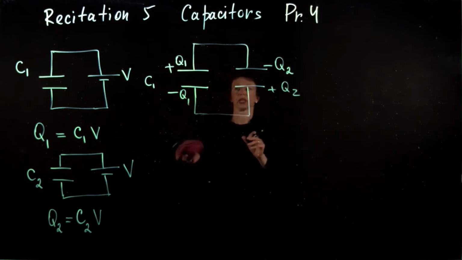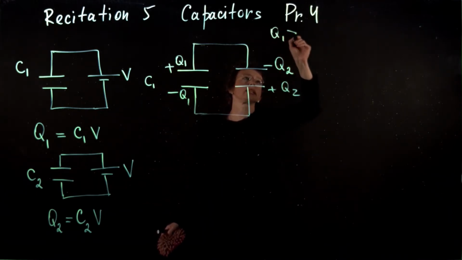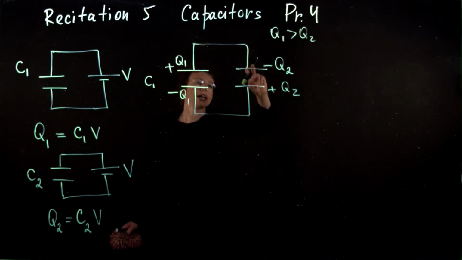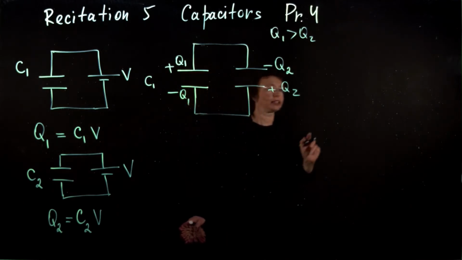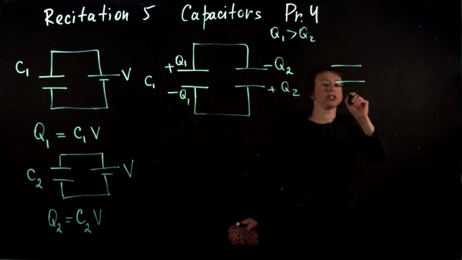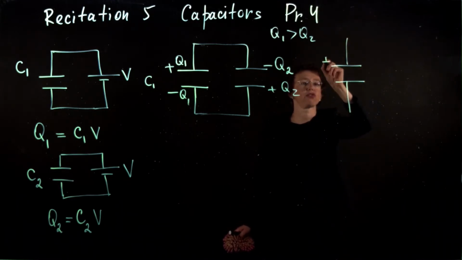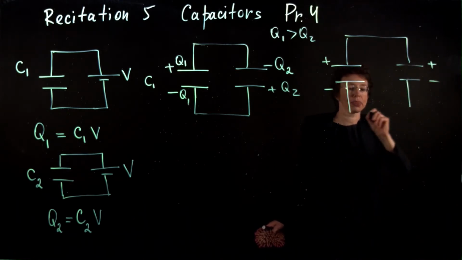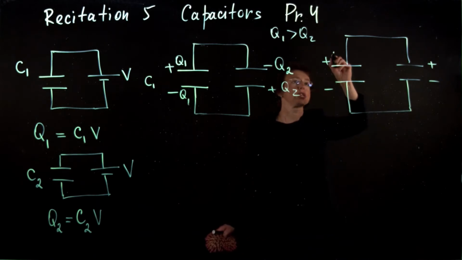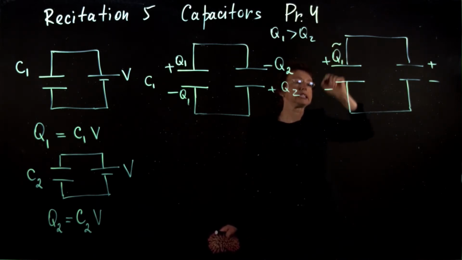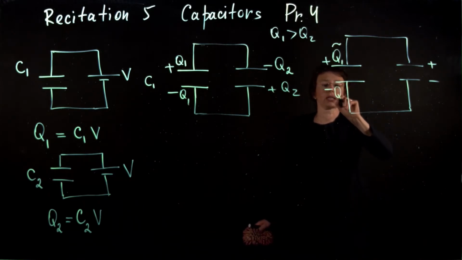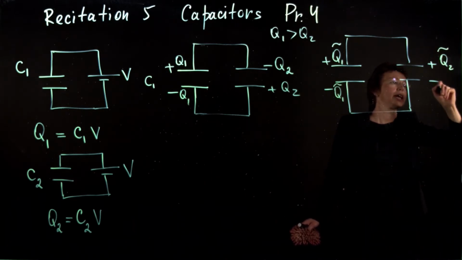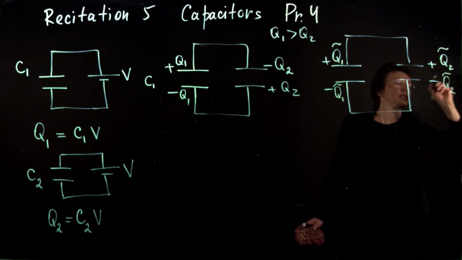So what will happen? Let's suppose that Q1 is greater than Q2. Then a fraction of Q1 will fly towards this plate, and eventually the charge will be redistributed the way that we still have plus minus, and we again have plus minus here, but the charges will be different. So this charge, let's call it Q1 tilde, and this will be then minus Q1 tilde, and this charge will be plus Q2 tilde and minus Q2 tilde.